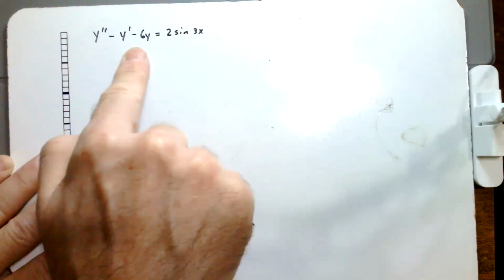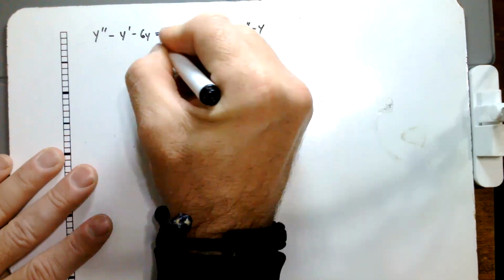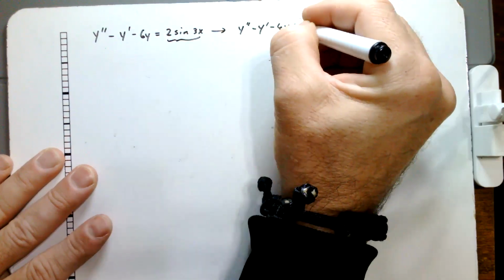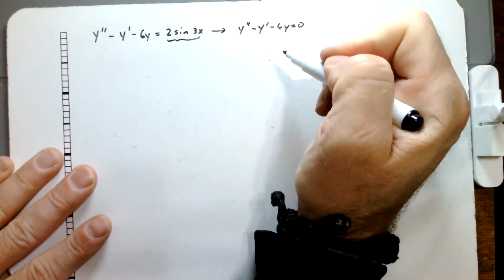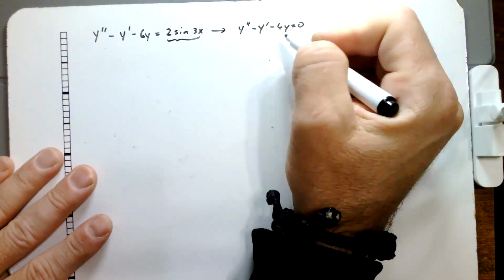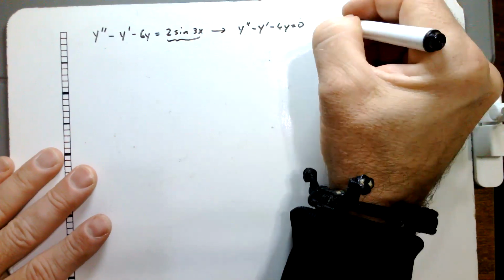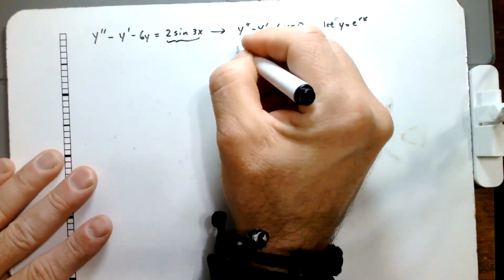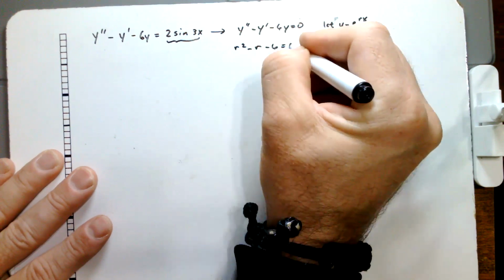The goal is to solve the homogeneous situation of this differential equation, which amounts to setting the particular function equal to 0. So for the homogeneous, we have this situation, and we're going to solve this differential equation. Since this differential equation is linear second order with constant coefficients, we're going to let y equal e to the rx. Differentiating twice, we get the characteristic equation r squared minus r minus 6 equals 0.